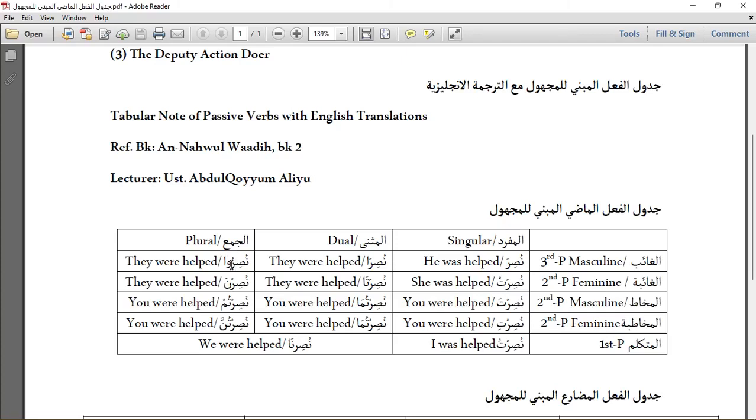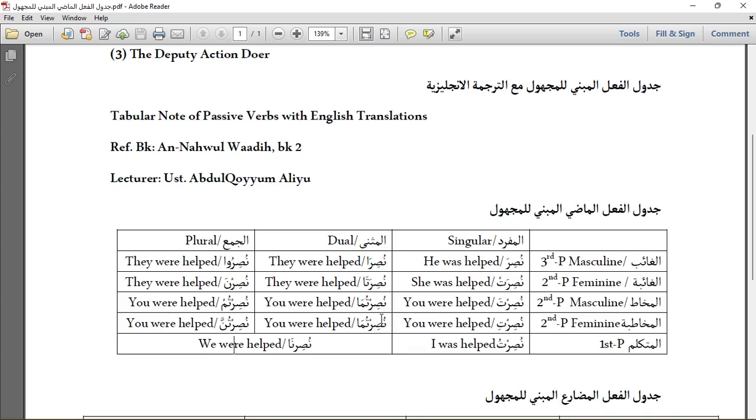So our change remains the same. You give the first letter damma, second to the last letter kasra, and the other letters remain the same. So from nasara we have nusira, nasarna we have nusirna, they were helped. Nusirtum for plural, you were helped. Nusirtunna for the female form of the verb, and nusirna, we were helped. So this is how we have the table for fi'l madi of passive verb.